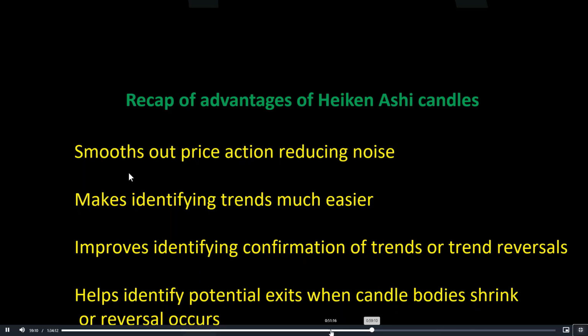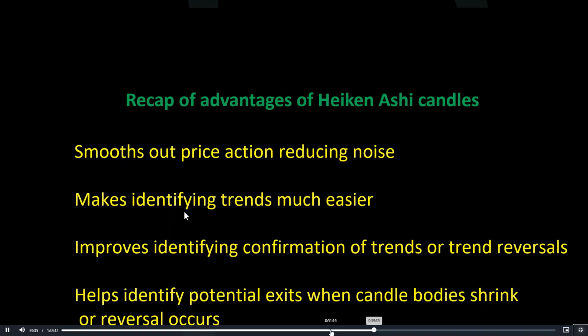Yep. So again, it smooths out price action, reducing noise. This is very helpful. If you're a trader and you've been trading, you know that those little 5-minute candles, you're green, you're in a long trade, and you get this scary 5-minute candle. It reduces that noise, and so it's going to take some of the emotion out of your trading. And that's really what you want.